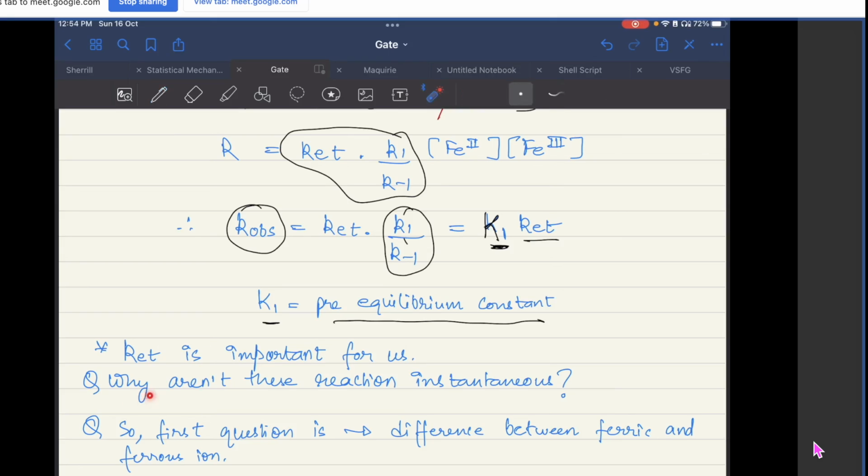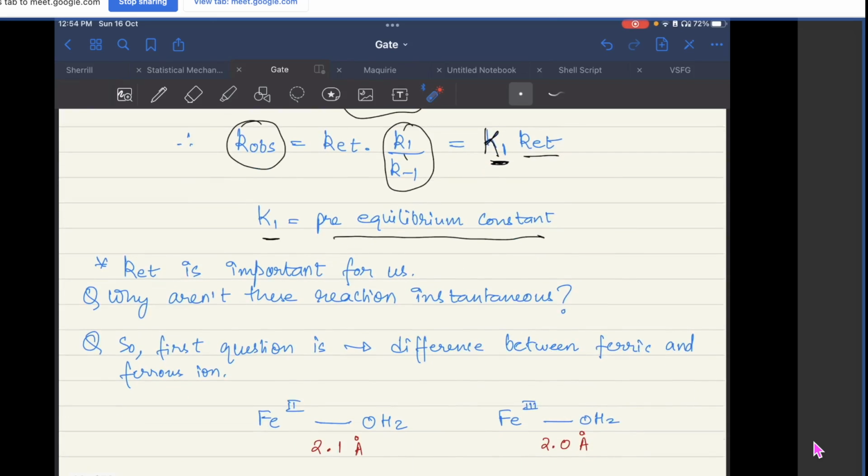And yes, the question here is why aren't these reactions instantaneous? First, why do we have an equilibrium getting established there, and then finally there is a kET, which is obviously defining the rate of electron transfer between the complexes. So this is definitely not instantaneous. The next question asks what is the difference between the ferric and the ferrous ion.